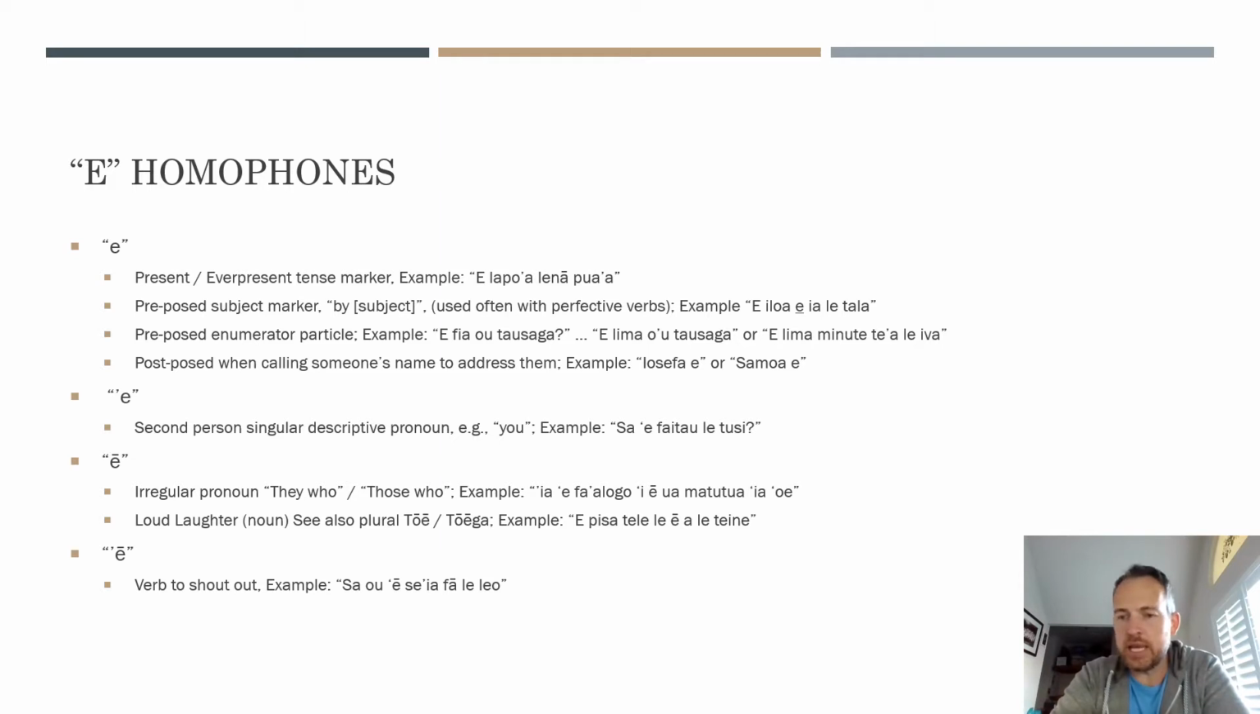First, it's just A without a macron or a glottal. The first meaning, the one that I thought was probably most common in spoken language, is the present or ever-present tense marker. The example we have here is "e lapoa le pua'a, e lapoa le pua'a." This translates to basically the pig is fat. I make these up, so if that's a bad example, whatever.